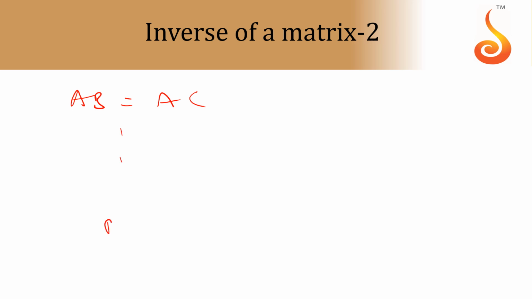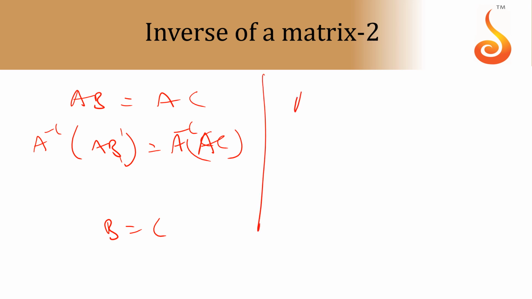If you want to say B equal to C, you should multiply A inverse from the left on both sides. For that, A inverse should exist, no? So det A should not be equal to 0. Please remember, in matrices, if you want to cancel, it should be a non-singular matrix. If it is a non-singular matrix, you can cancel a matrix in the matrix equation. Suppose A is symmetric, A inverse is also symmetric. If A is scalar, A inverse is also scalar. If A is triangular, A inverse is also triangular.